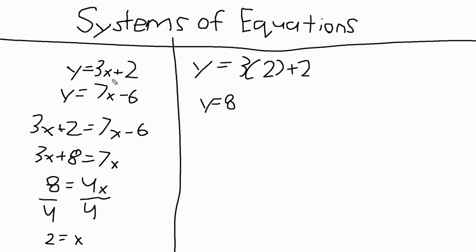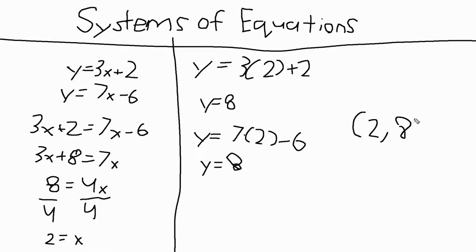So now we can also just check it for the other one. So y equals 7 times (2) minus 6. And then we get y equals 14 minus 6, and then y equals 8. Which means that the answer is (2, 8). And when I say blank comma 8, this is x and this is y.